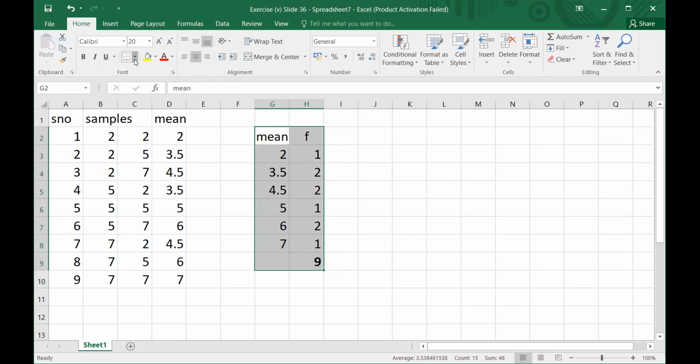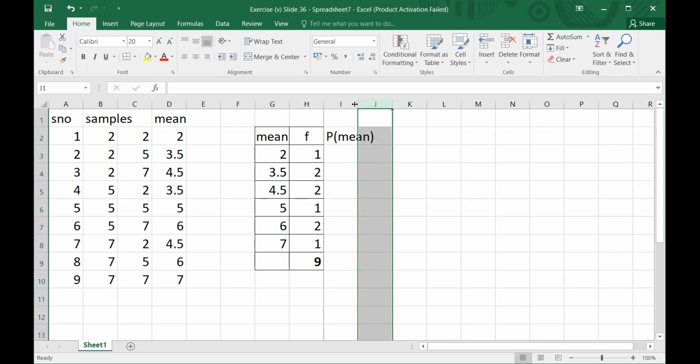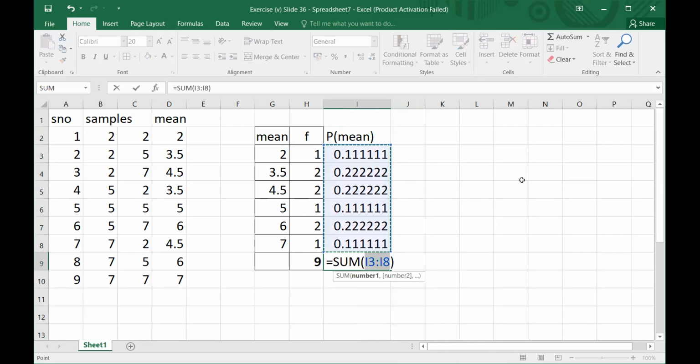I am using a table here. This table is referred to as the frequency table of the sampling distribution of mean. The next column will be the probability of mean, or the probability of x bar. X bar is the sample mean here. Probability of mean can be computed as 1 by 9, 1 by 9. Instead of writing 1 here, I am using a cell reference. This is 1 by 9, and I am computing the rest of the values here. The total will be 1 or approximately equal to 1. You can see the total is 1.